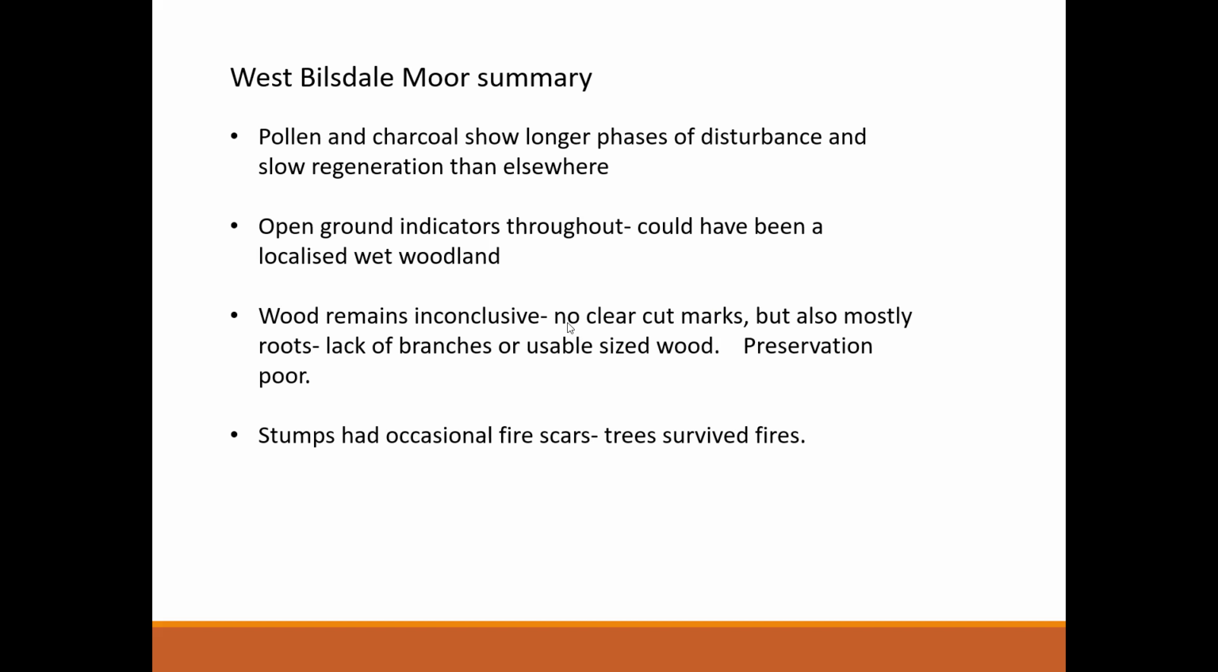So to summarise what we found from there, we've got stumps with occasional fire scars. We've got pollen and charcoal showing longer phases of disturbance than elsewhere, but also open ground indicators, including open ground beetles, present throughout. So it could indicate that this was just a small area of localised wet woodland, rather than the whole of that upland landscape being forested.